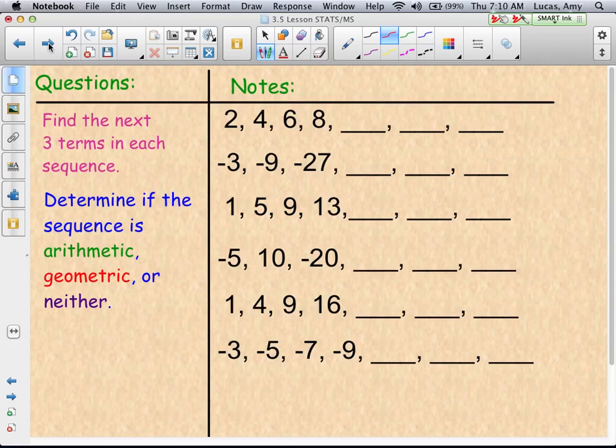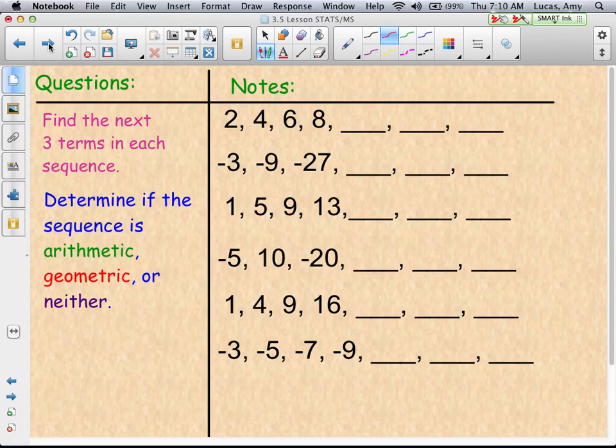Okay, it's very important that you write these examples in your notes. It says find the next three terms in each sequence and then determine if the sequence is arithmetic, geometric, or neither. Because if it doesn't have a pattern involving the same number being added, subtracted, multiplied, or divided over and over, then it's neither. It can still be a sequence, it can still be a pattern, it just isn't arithmetic or geometric.